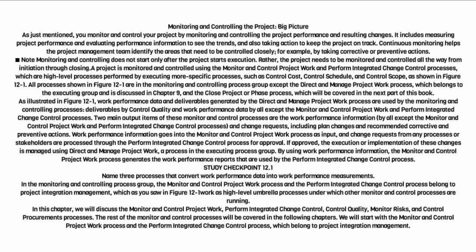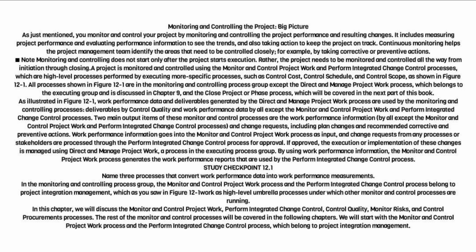As illustrated in Figure 12.1, work performance data and deliverables generated by the direct and manage project work process are used by the monitoring and controlling processes. Deliverables are used by control quality, and work performance data by all except the monitor and control project work and perform integrated change control processes. Two main output items of these monitor and control processes are the work performance information, by all except the monitor and control project work and perform integrated change control processes, and change requests, including plan changes and recommended corrective and preventive actions.